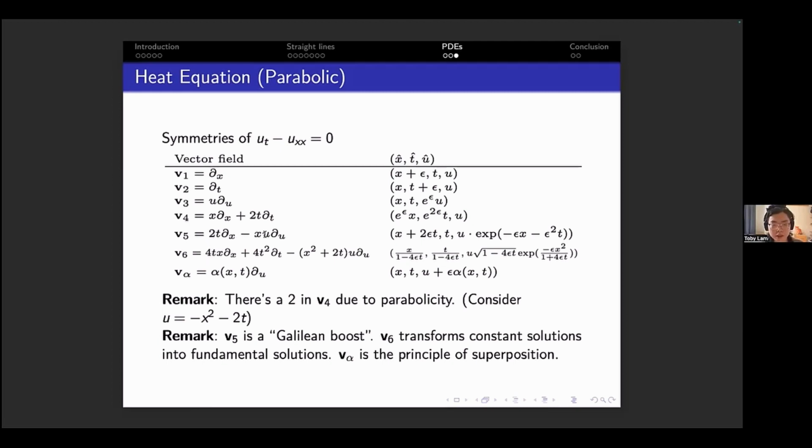There's going to be this sort of Galilean boost in V5. So we see that we're changing the position by a Galilean boost, right? If you forget about the heat term here, you can see that position is going to be raised by some sort of constant velocity times the time scale. And let's see this once again in action.